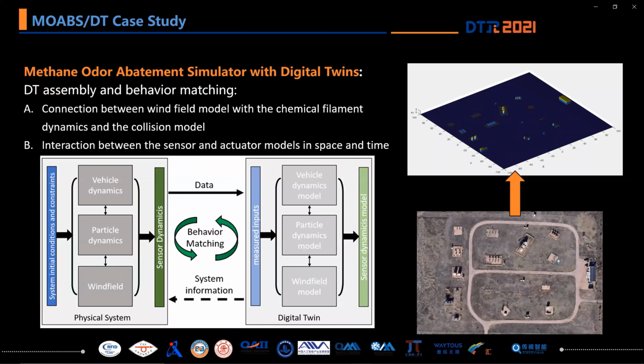The digital twin is assembled and behavior matched by connecting first the wind field model with the chemical filament dynamics and the collision model, which is shown on the far right, where we take METEC and create a virtual representation of METEC. The interaction between the sensor and the actuator models in space and time can give us measurement data, which is then used to provide for the behavior matching of the system.